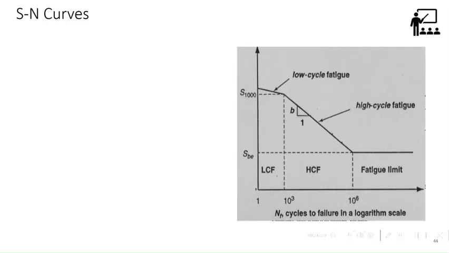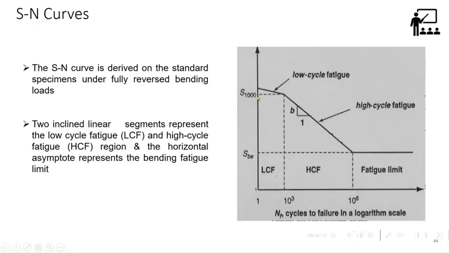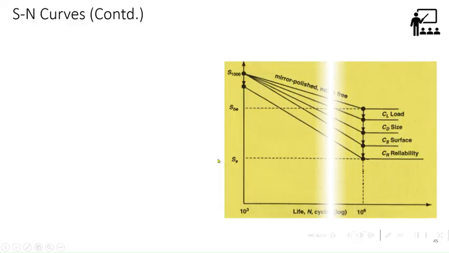We have already seen that the SN curve can be represented by a trilinear curve, from 1 to 10 to the 6. S1000 means the stress level that corresponds to 10 to the 3 cycles. That's why it's called S1000. And of course, this is the slope for low cycle fatigue and high cycle fatigue. That is all we have known.